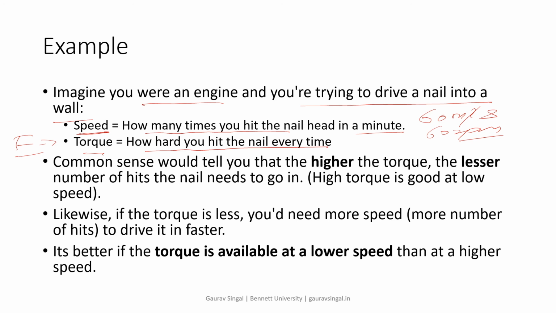Common sense would tell you that the higher the torque, the fewer hits it takes for the nail to go in. Likewise, if torque is less, you would need more speed. You can get either higher speed and less torque, or higher torque and less speed. It's better if torque is available at lower speed. Generally, this is a favorable condition for all motors: with lower speed, we have a higher torque. That's a great one.